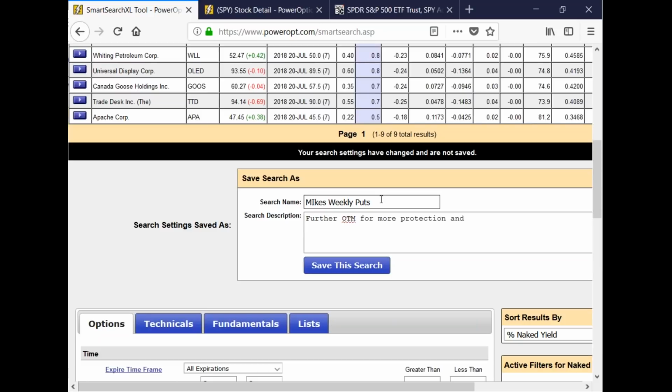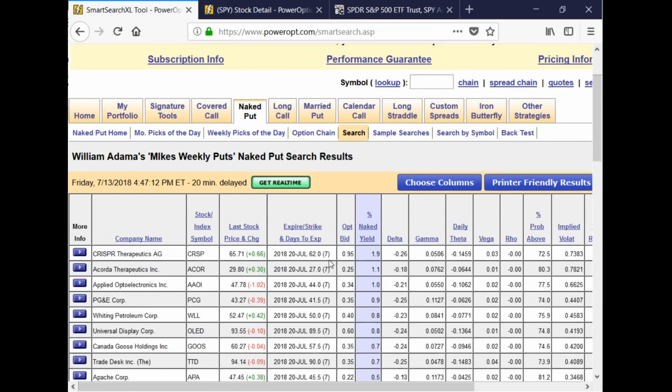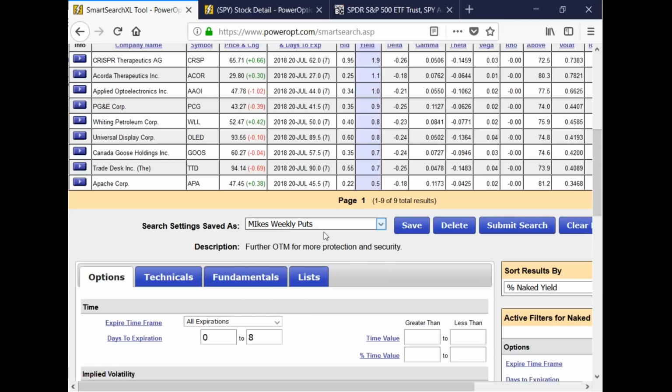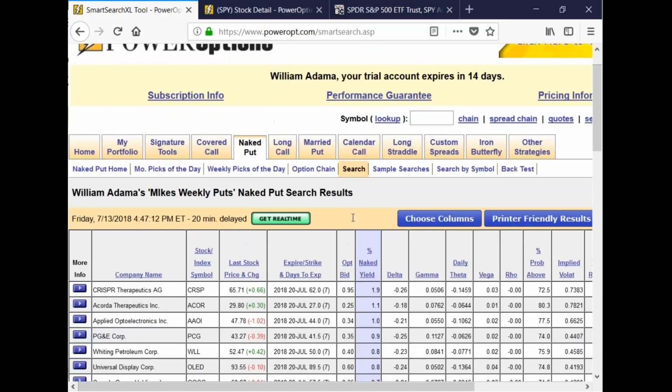and security. Okay? Now I'm going to save the search. Simple as that. So now every time I come back into the naked put screen, I can go to Mike's Weekly Puts, the webinar from August 20th, monthly, weekly picks. I could always go back to the defaults. The system will remember which one I stay on. So if I log out now, log back on Monday, it's going to pull up this search result.